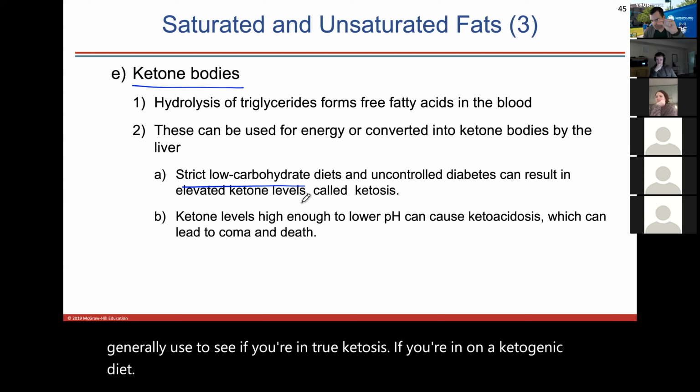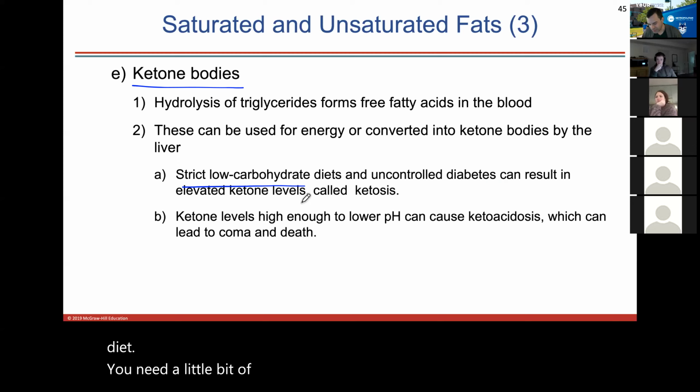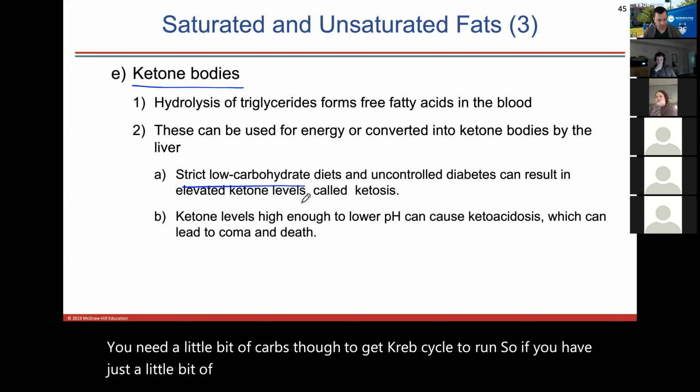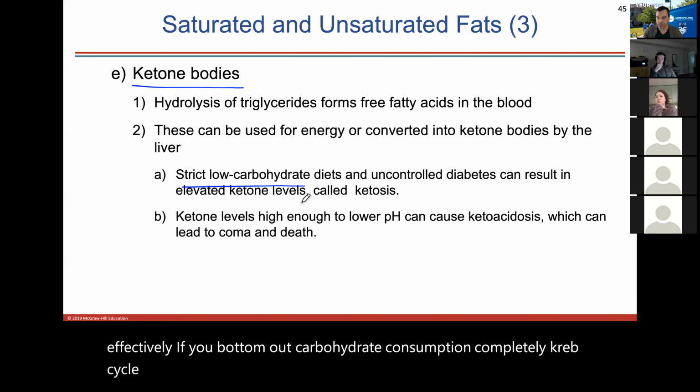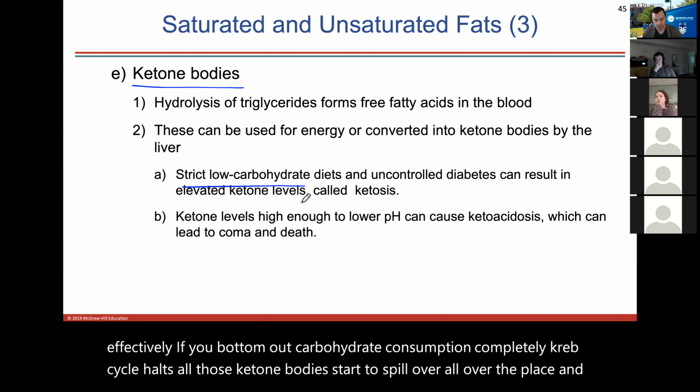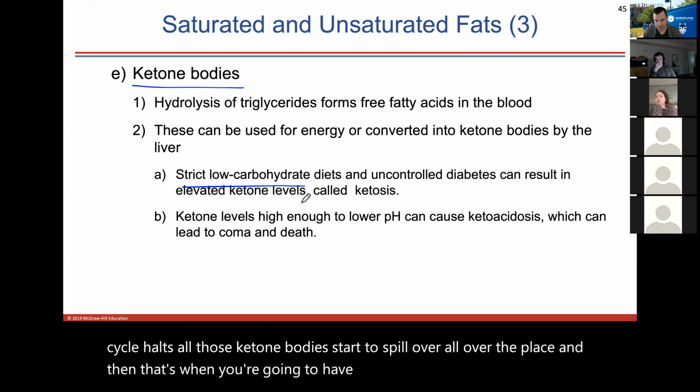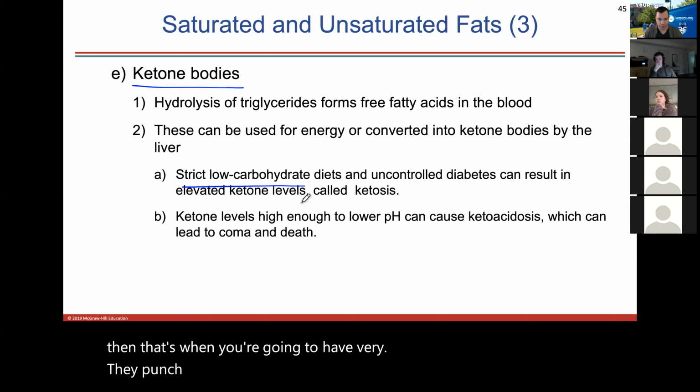You need a little bit of carbs though to get the Krebs cycle to run. So if you have just a little bit of carbs, all those ketone bodies you can utilize pretty effectively. If you bottom out carbohydrate consumption completely, the Krebs cycle halts. All those ketone bodies start to spill over all over the place, and that's when you're going to have very pungent breath, noticeable on those individuals.